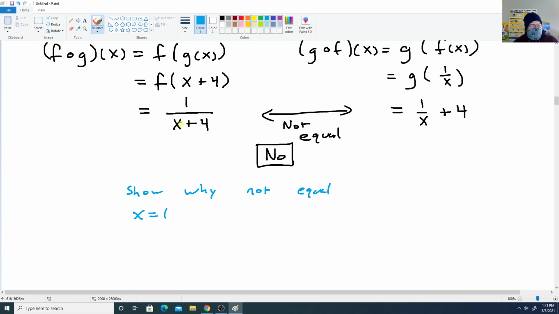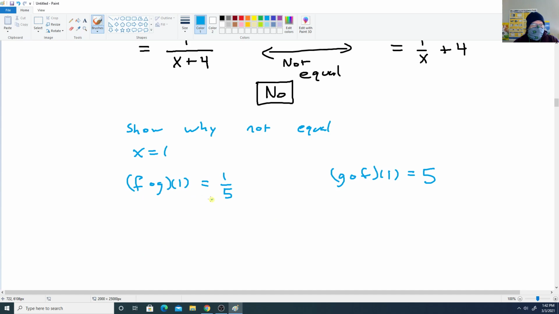Well, if I put 1 into f of g of x's equation, I get 1 over 1 plus 4, which is 1/5. For g composed of f of x, if I put 1 into its equation over here, I get 1 over 1, which is 1, plus 4, which is 5. So these two functions send 1 to different answers, so they're not the same function.